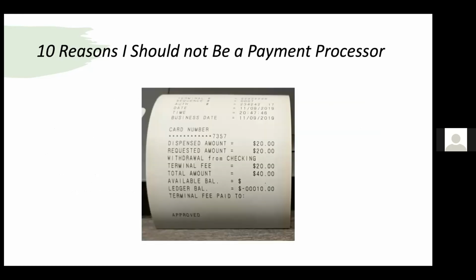But you know, it's challenging, and I shouldn't be a payment processor. You can see here, I messed up the padding. So dispensed amount was $20. Requested amount was $20, so that's good. However, the terminal fee was messed up to $20 as well. So you actually owe $40, and our bank account, which had padding and no checking or validation, I should say, ended up with negative $10 in balance. So never complain about ATM fees again.